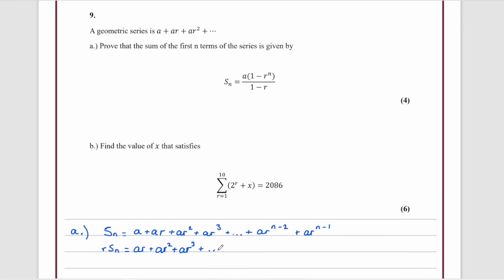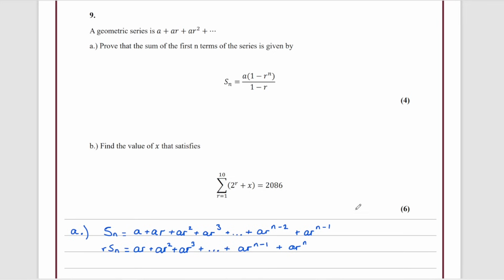So let's skip forward a little bit. Towards the end, what are we going to get? Well, I'm going to get ar to the power of n minus 1, and then for my very last term, we're going to get ar to the power of n.